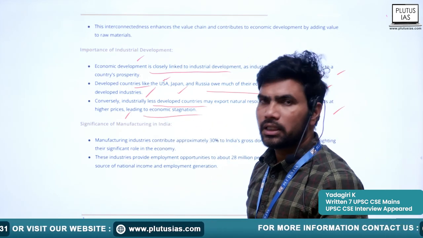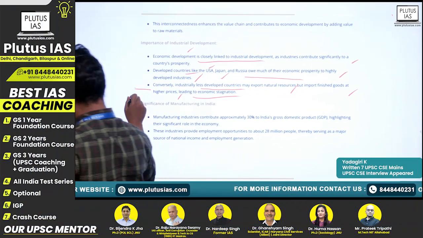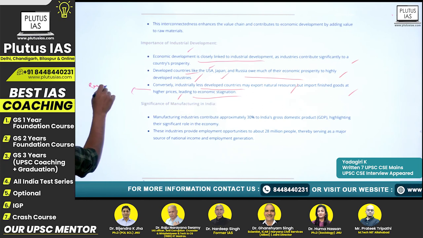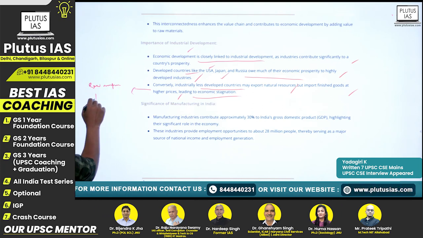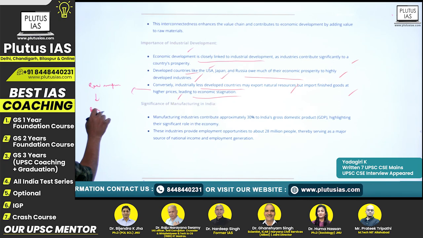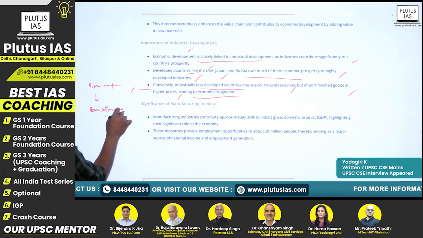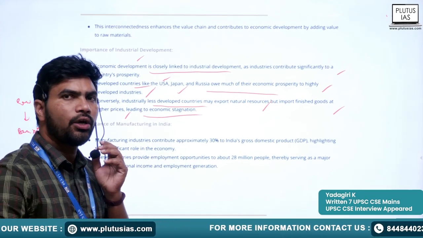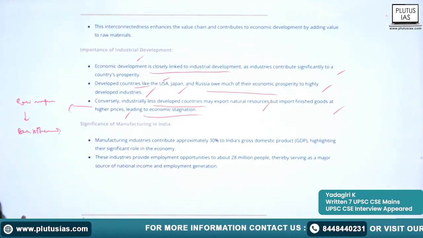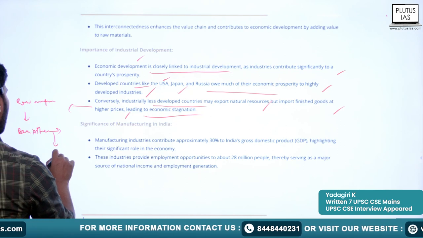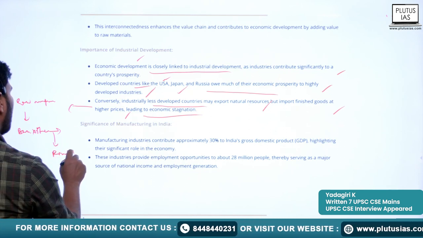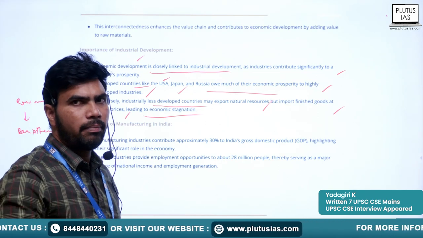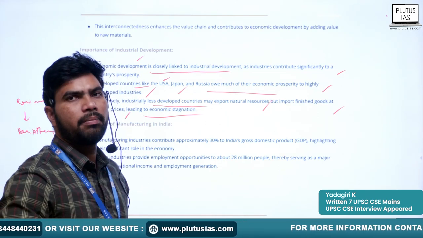to economic stagnation. Yesterday I explained the case of raw materials. For example, when we were discussing bauxite ore, I said that India is exporting raw bauxite, and in the other direction it is importing finished aluminium from other countries like Japan and Germany.